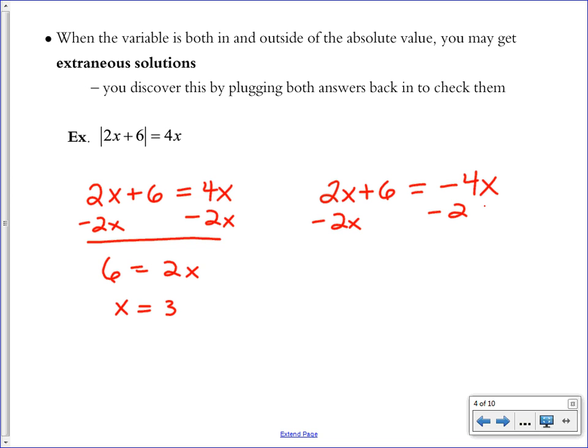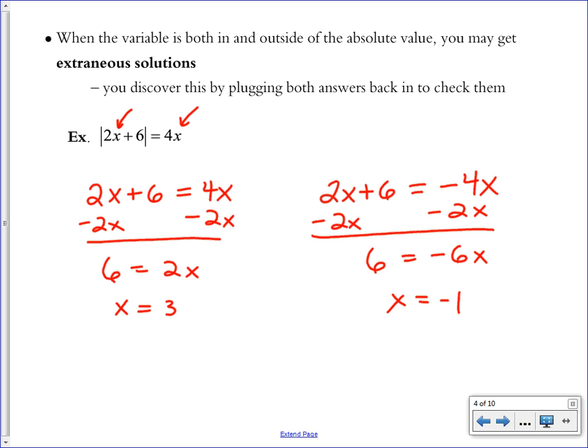This one's different because it has a negative 4x. This time x equals negative 1. Now we need to check both of these solutions because the x in the original equation exists both inside of the absolute value symbol and outside of the absolute value symbol, right? It's here and it's here.